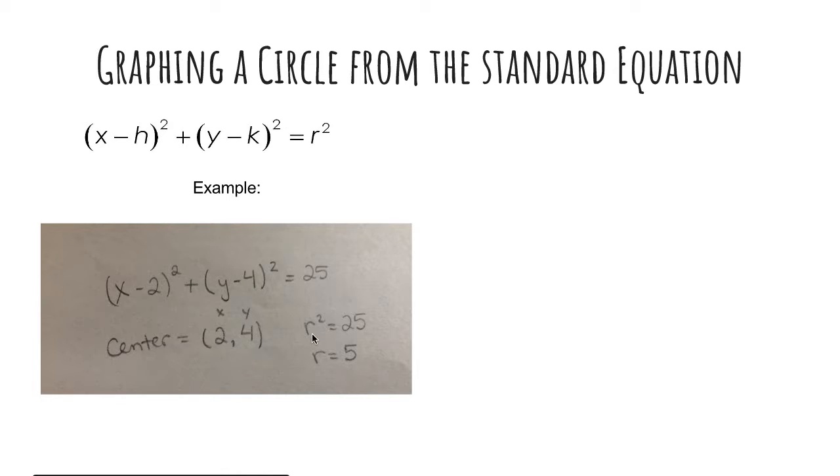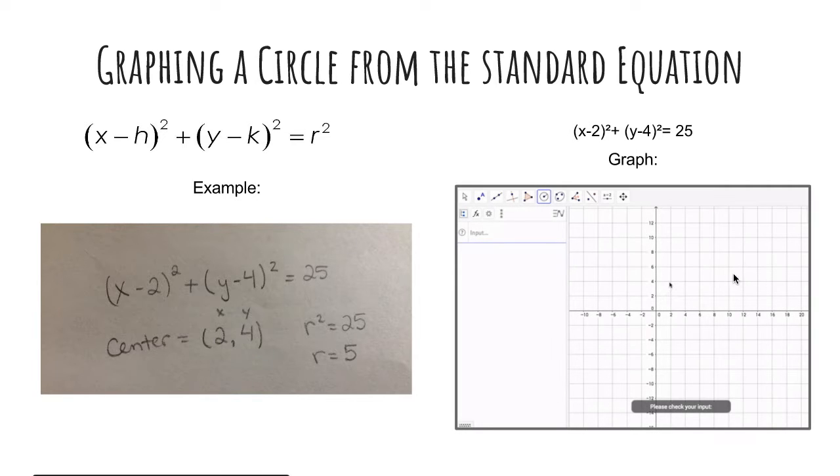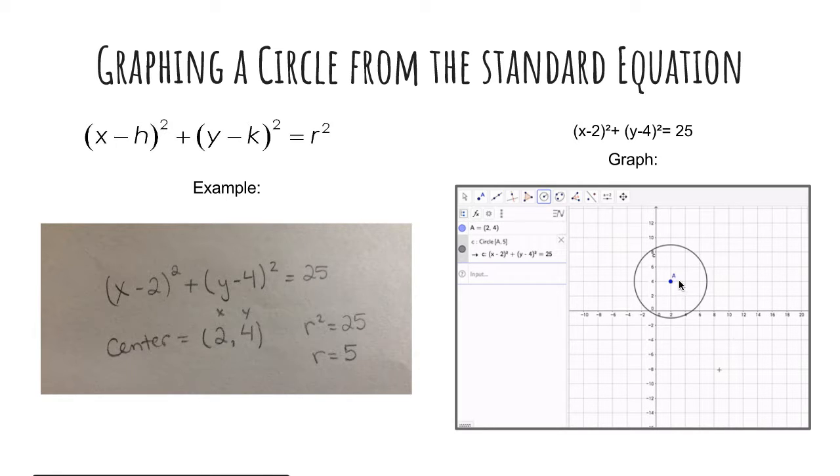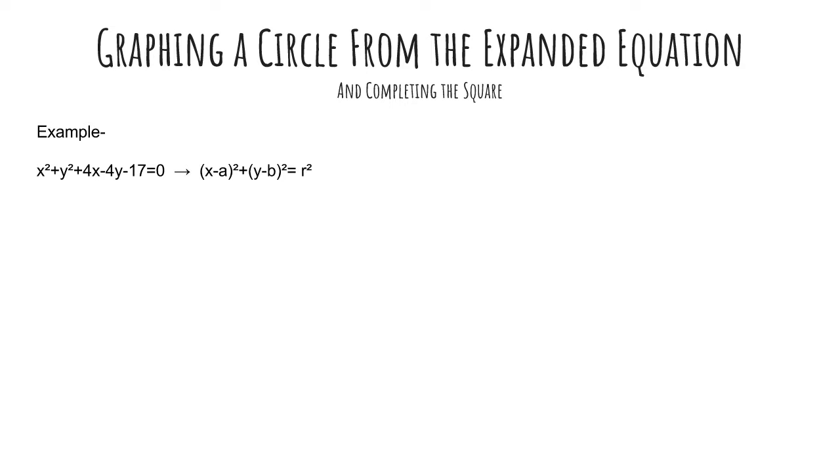With the radius, you can see that r squared equals 25, so the radius equals 5 because the square root of 25 is 5. If you were to graph this, it would look something like this, where you come up to 2 and 4, and the radius equals 5. So you come out 5 units. Pretty simple.